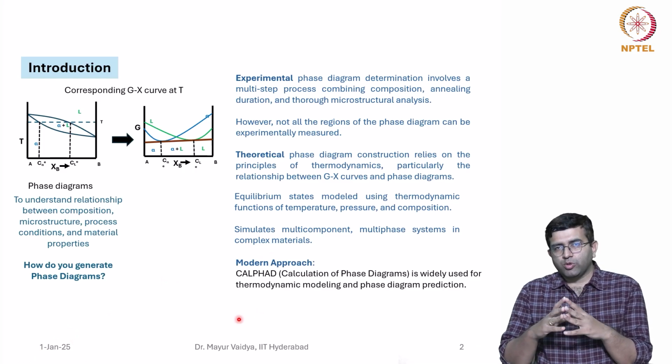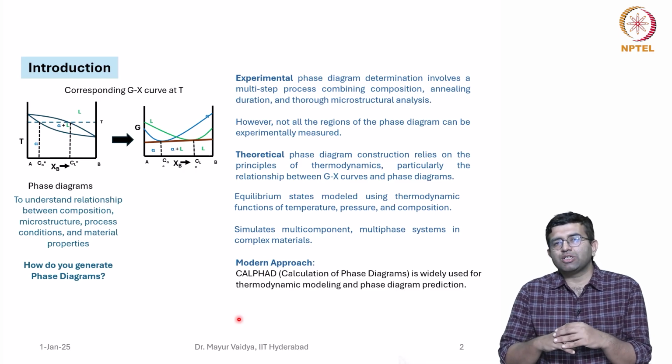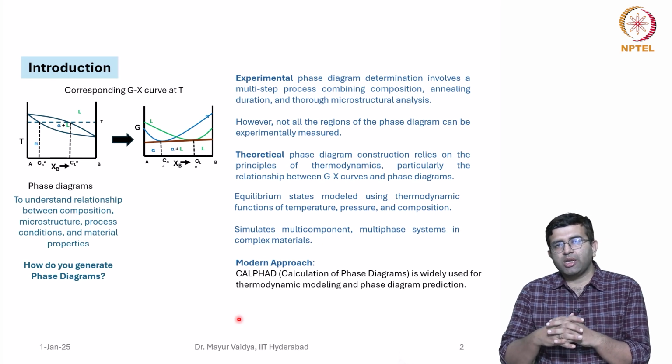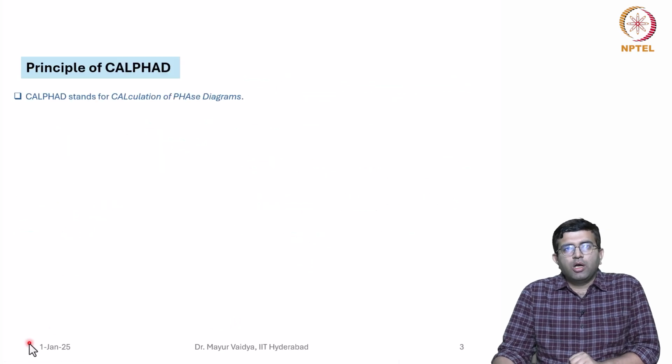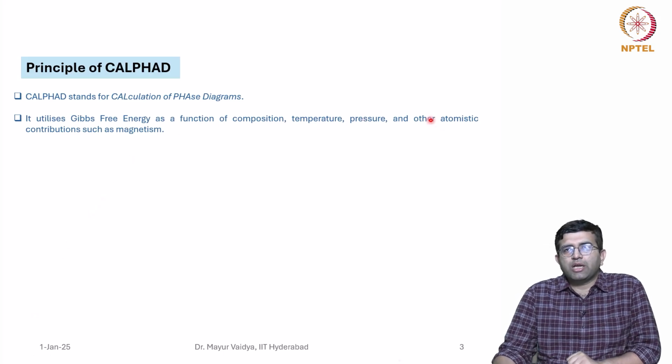So, the modern approach, which is in the title, is known as CALPHAD, which stands for calculation of phase diagrams. That is the widely used approach for thermodynamic modeling and phase diagram prediction. Now, what is this CALPHAD? As I said, CALPHAD stands for calculation of phase diagram. So, you can see how it is abbreviated. It utilizes the Gibbs free energy as a function of composition, temperature, pressure and other atomistic contributions such as magnetism.